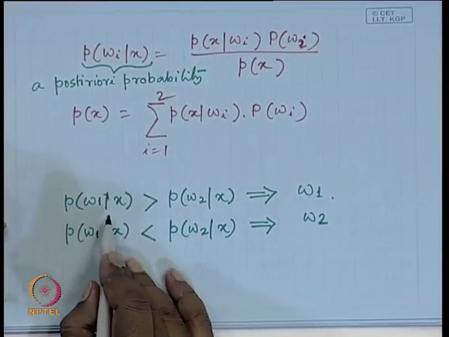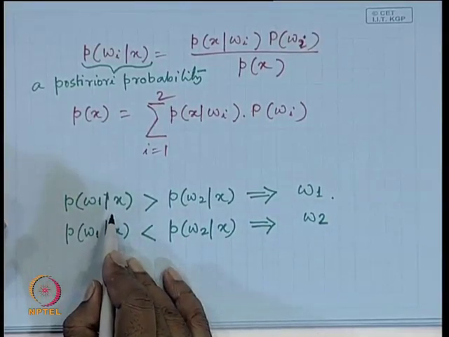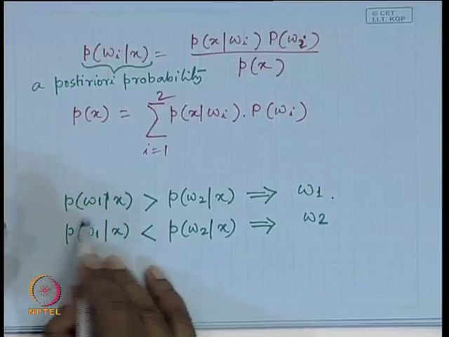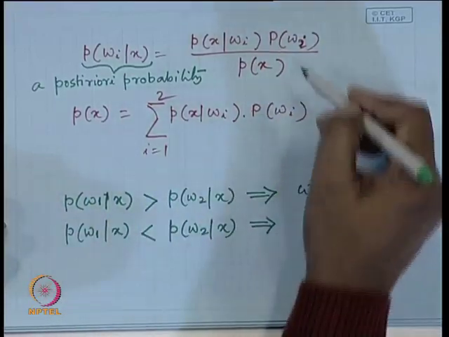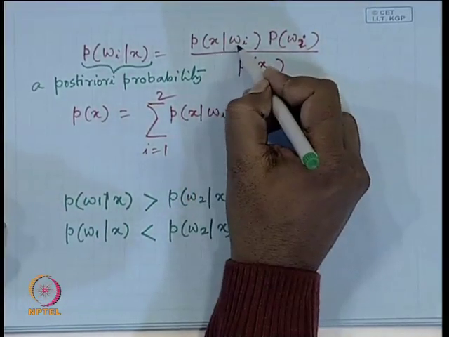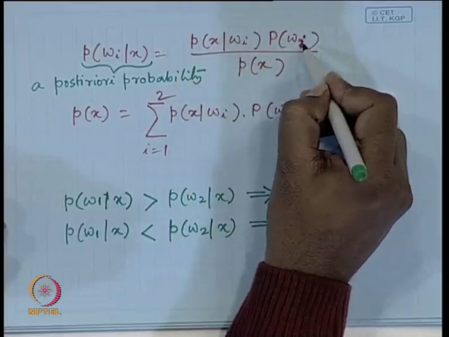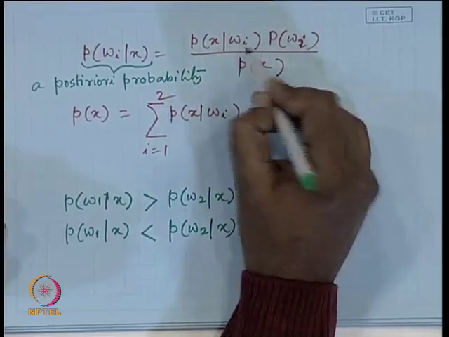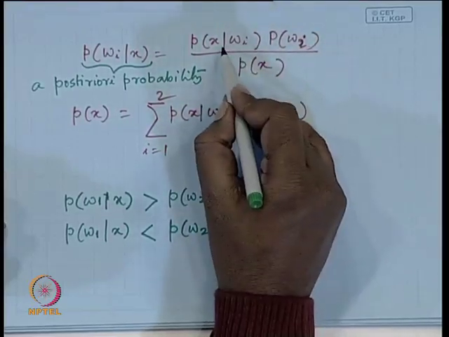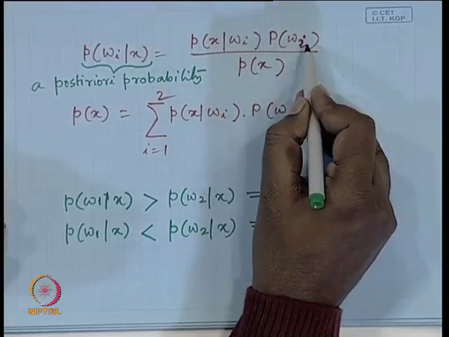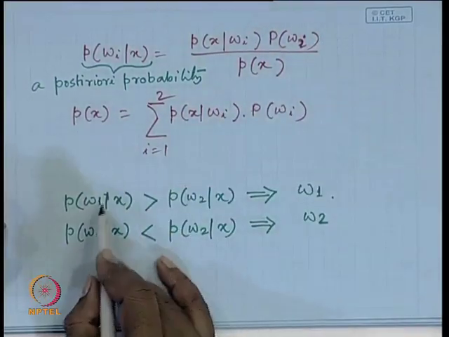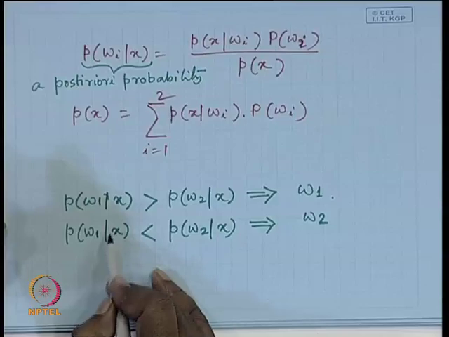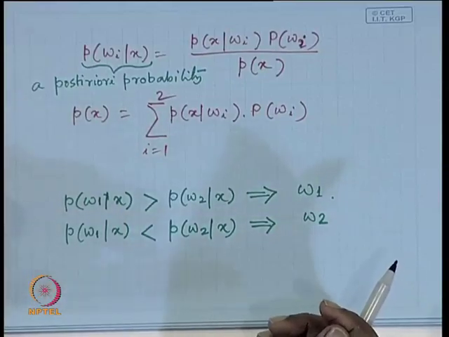So, this is my simple decision rule, but when I take this decision, I make use of a posteriori probability. And this a posteriori probability actually combines the class conditional probability and the a priori probability. So, I can make use of both, the class conditional probability and the a priori probability, to take this sort of decision.